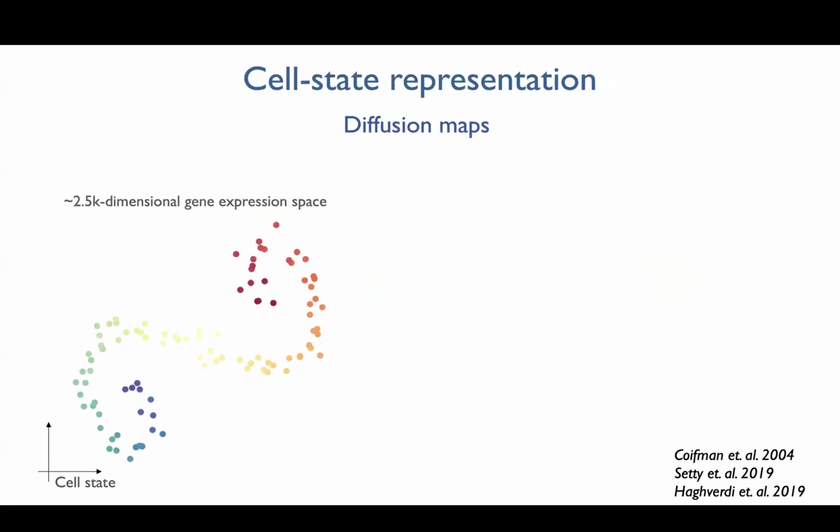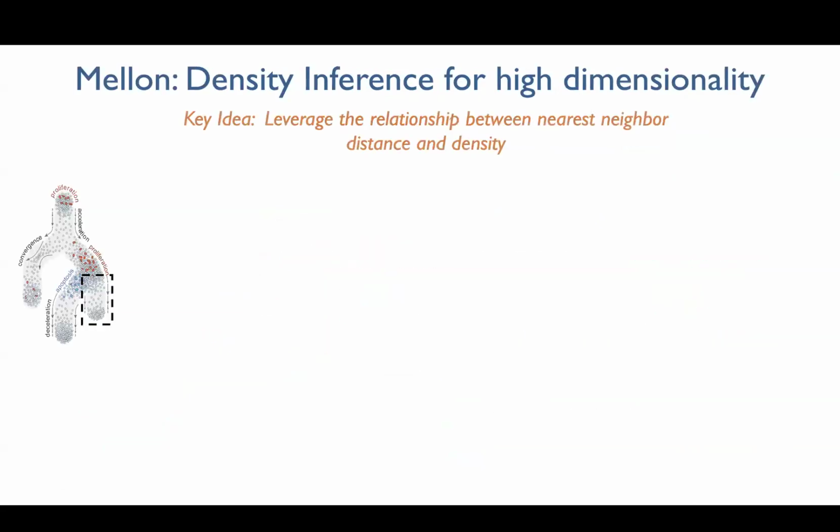Cool. So this is the idea, right? Actually, I'm going to skip past this. It should be okay. So this is how we actually do this. The key idea is we'll continue to leverage the relationship between nearest neighbor distance and density.